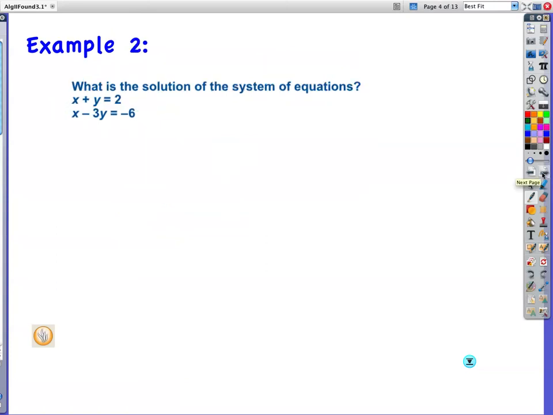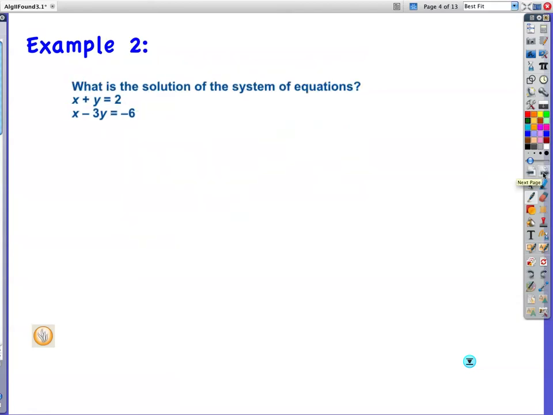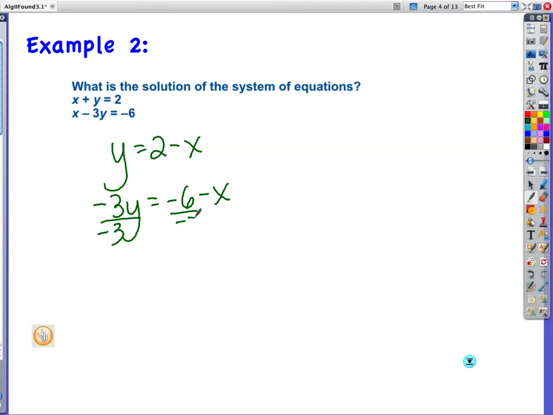Example 2. Tell me this is not the same one. All right, looks kind of similar, a little too similar to me. Y equals 2 minus x. And then I have, oh, here we go, I got to do a little work. Negative 3y is equal to negative 6 minus x. Divide each piece by negative 3. Okay, so we have y equals 2. Negative over negative is positive. I'm going to write that as 1/3 x.